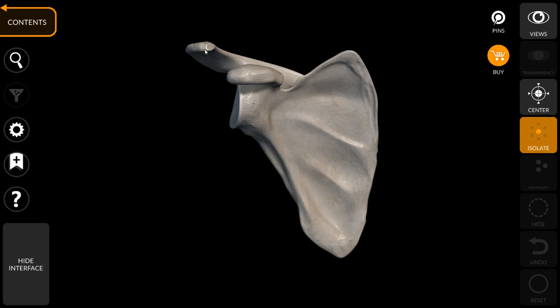There's two points that the scapula has. This part right here is called the acromion process, and that articulates with the clavicle. So the acromion process is superior and lateral. The coracoid process is this part right here, and that's anterior.